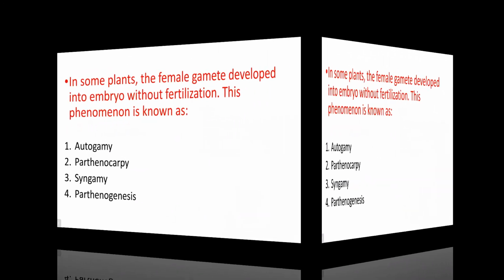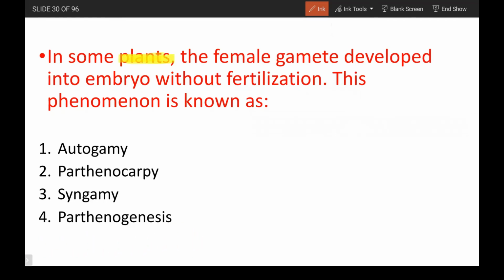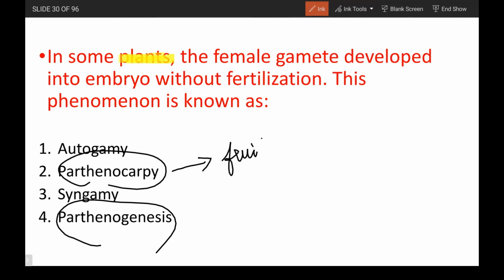Okay. In some plants, this was again a tricky question. In some plants, the female gamete, the highlighting word is plants, developed into embryo without fertilization. This phenomenon is known as, now you all know, without fertilization, it should be parthenogenesis. But here you have one more term called parthenocarpy. Understand, parthenocarpy is with respect to fruits. Development of fruits directly from the ovary without fertilization is called parthenocarpy. That's why you will say banana is a parthenocarpic fruit, not a parthenogenic fruit.